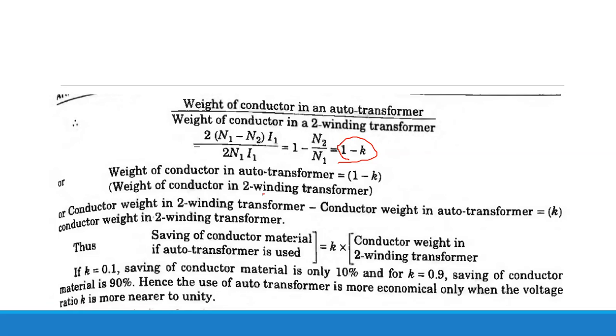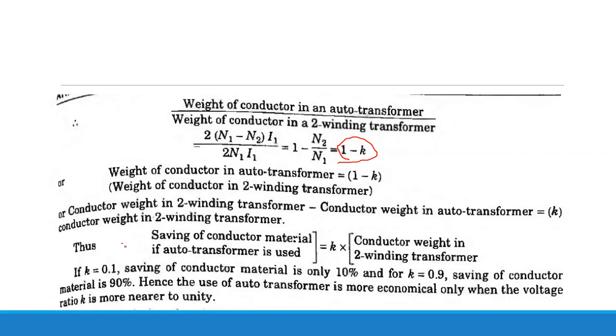So you are subtracting something, 1 minus K, then multiplying with the weight of conductor in the two winding transformer, so you can understand how much copper, or whatever material, whether aluminum, can be saved. Alternatively, you can write this expression in this form: the conductor weight in the two winding transformer minus the conductor weight in the auto transformer is K times the conductor weight in the two winding transformer. So the saving of conductor material is K times the conductor weight in the two winding transformer.